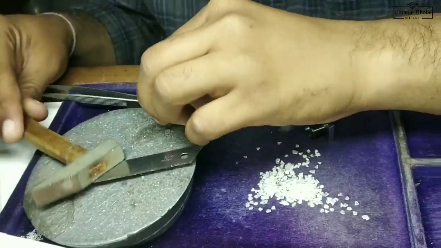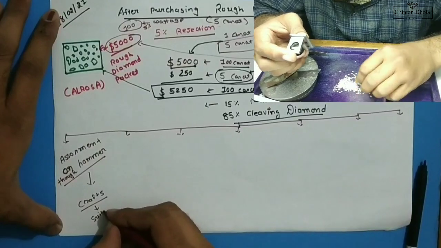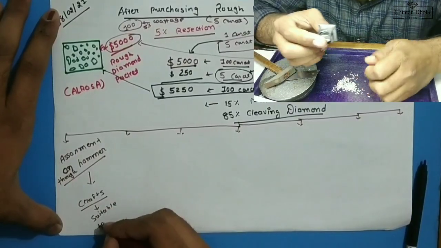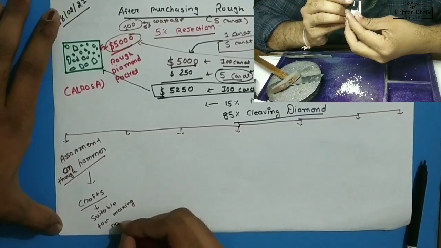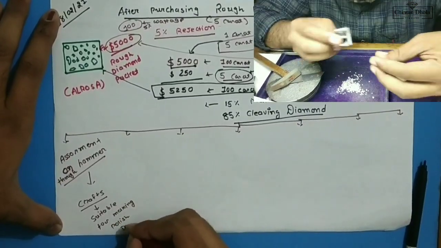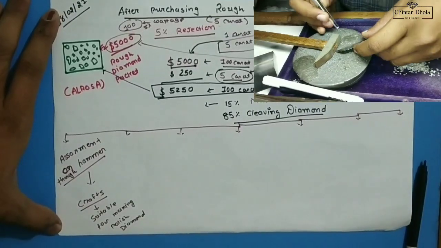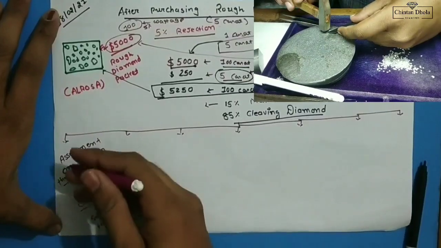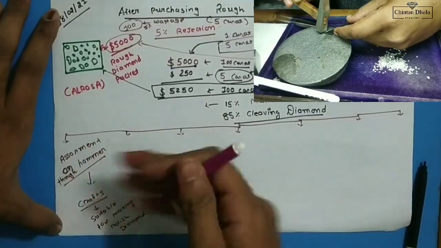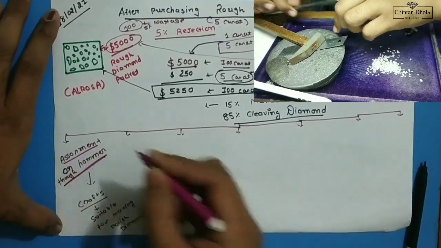Now what is the craft? The diamond that is suitable for making polished diamond is called craft. So the first process is hammer on your diamonds, and you have to do different types of process on that. That is called the assortment process.